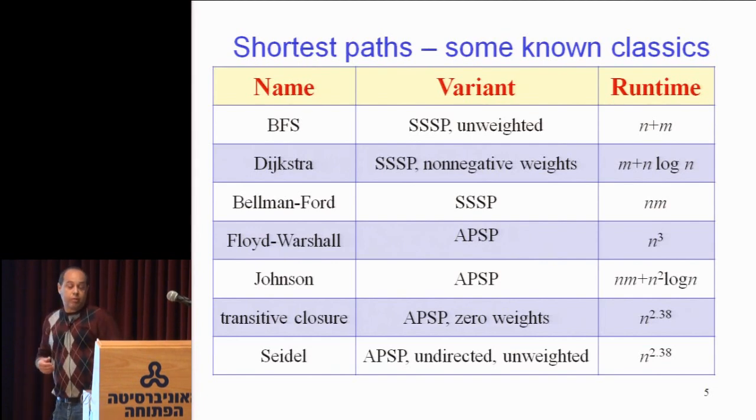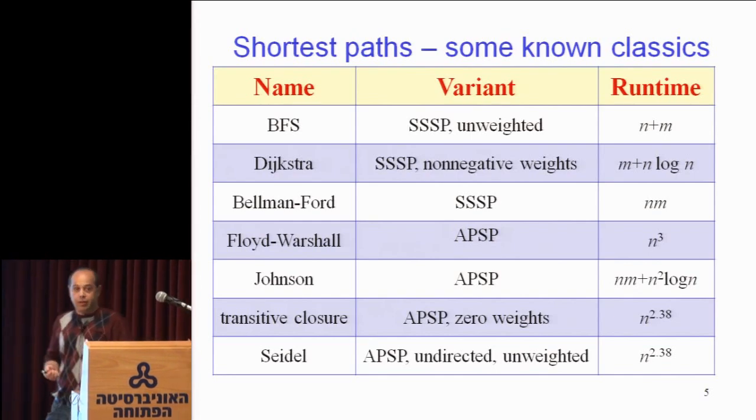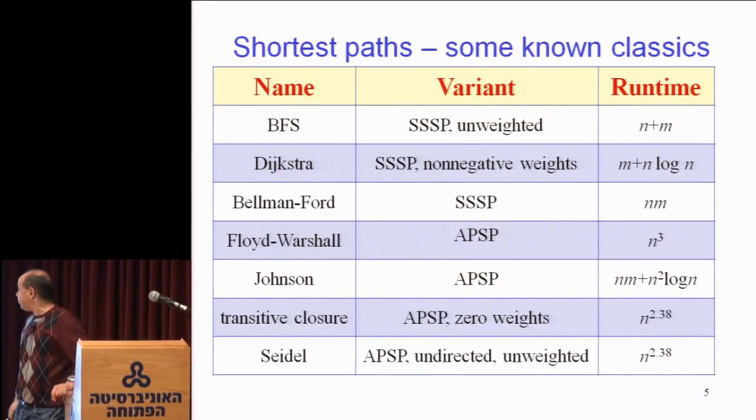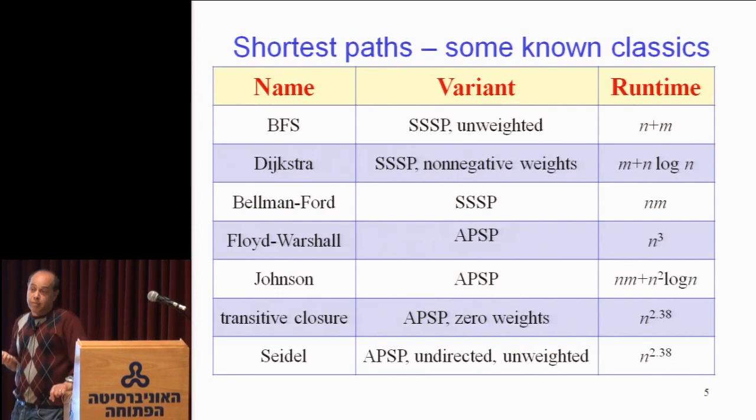If you have weights, non-negative edge weights, you can no longer use breadth first search. You have to replace your queue with a priority queue, and there is a cost for doing that. This is Dijkstra's algorithm, and the running time of Dijkstra's algorithm is almost linear. It's m plus n log n because of the use of the heap. Once you have negative edge weights, the situation becomes significantly more costly.